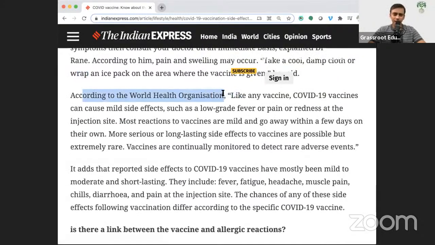According to the World Health Organization, so according to these guys, look at what they say. Like any vaccine, COVID-19 vaccines can cause mild side effects, such as a low-grade fever or pain or redness at the injection site. Redness means a red color area, right? It can cause a red color at the injection site. Most reactions to vaccines are mild and go away within a few days on their own. More serious or long lasting side effects. Long lasting means it stays there for a greater period of time. Okay, are possible but extremely rare.